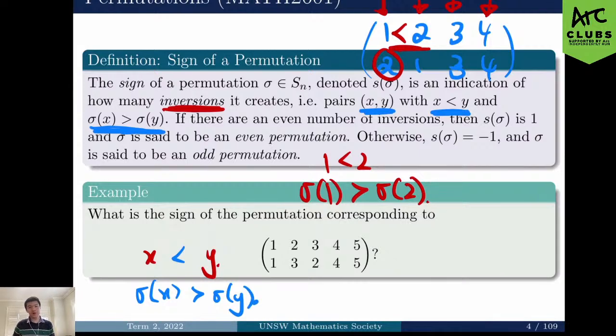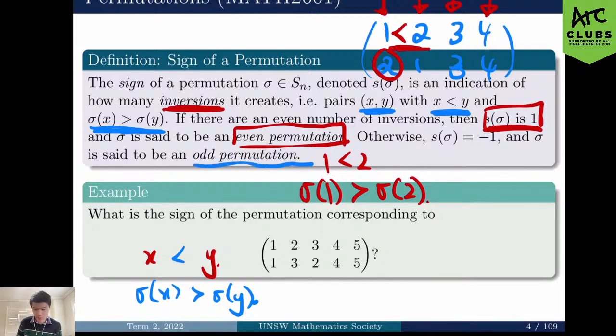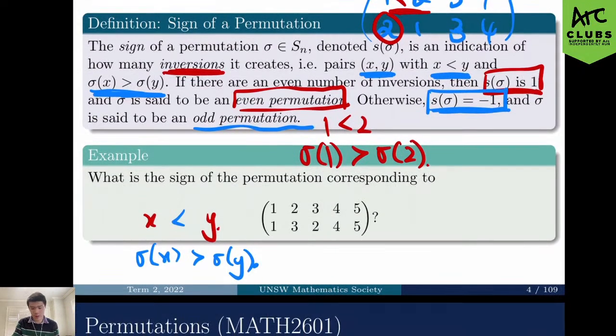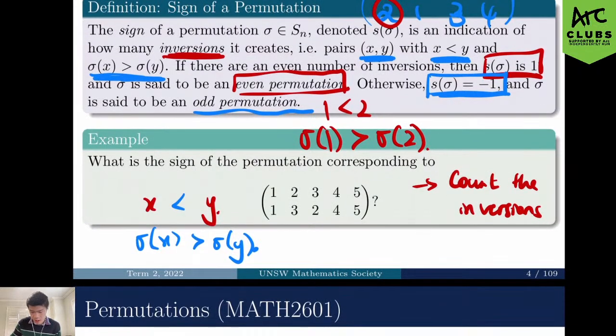And, well, what is the sign of it? Well, the sign tells us whether there's an even number of inversions. So the sign of a permutation is equal to 1 if it's even. But otherwise, if it's odd, if the number of inversions is odd, then the sign is equal to -1. So basically all you have to do is just count the inversions. Even means you have 1. Odd means you have -1.